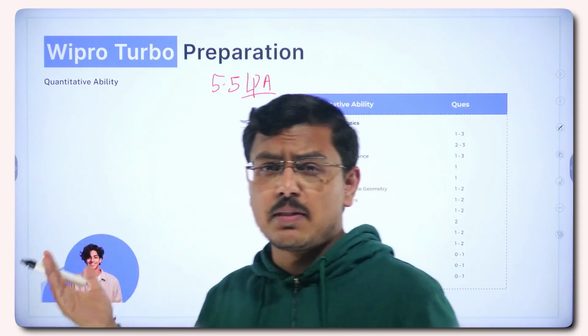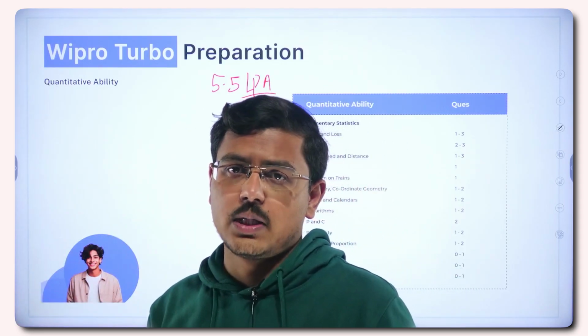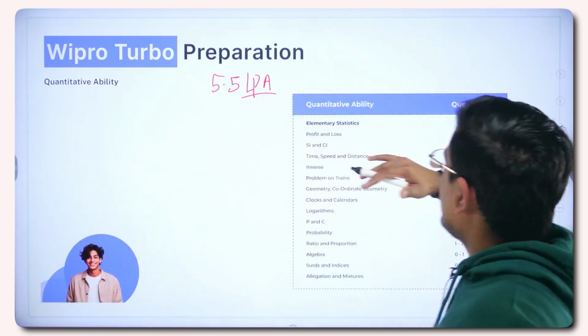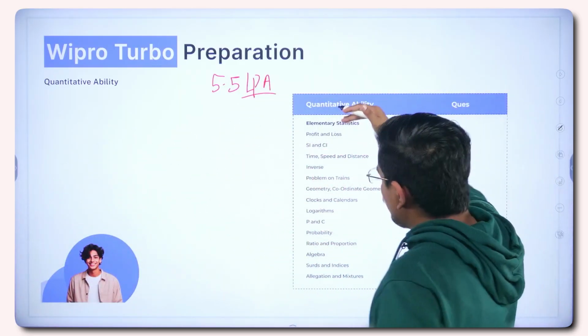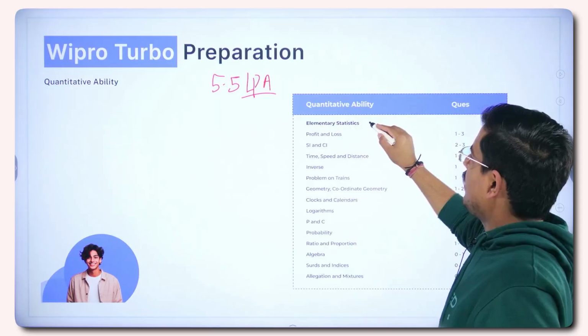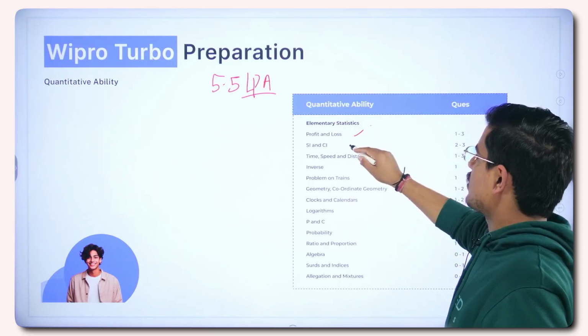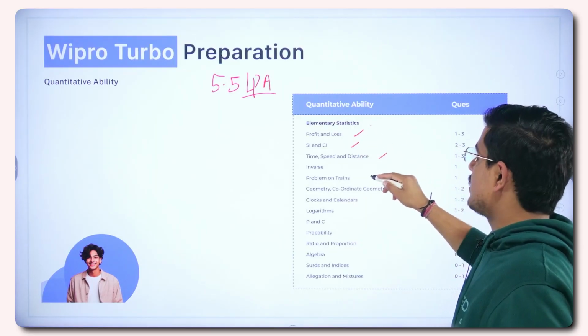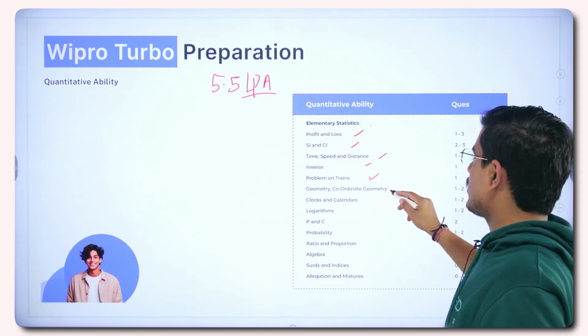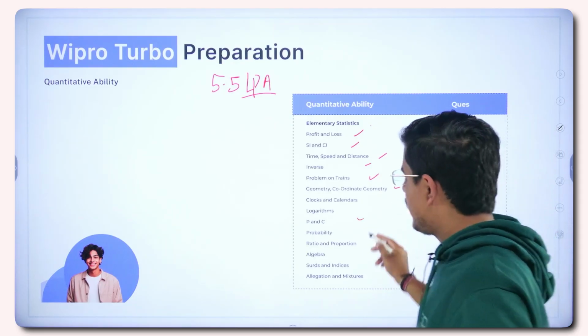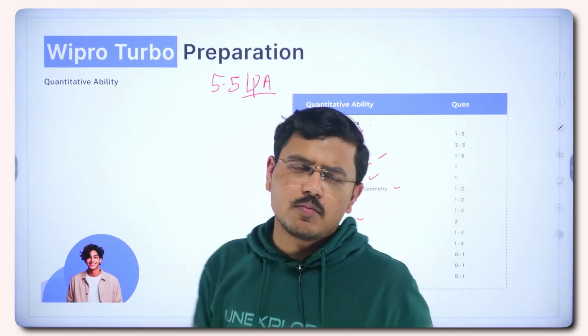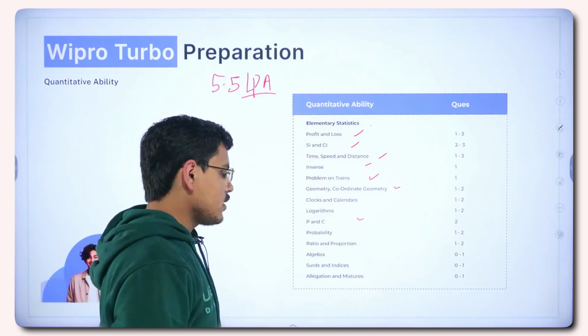I always say 80% of people get rejected in the aptitude section itself. Here in quants, you have to study these topics, which are elementary statistics like profit loss, SI, NCI, time, speed and distance, inverse, problem on trains, geometry, coordinate geometry, permutation, combination, probability, logarithms, a lot of quant topics.